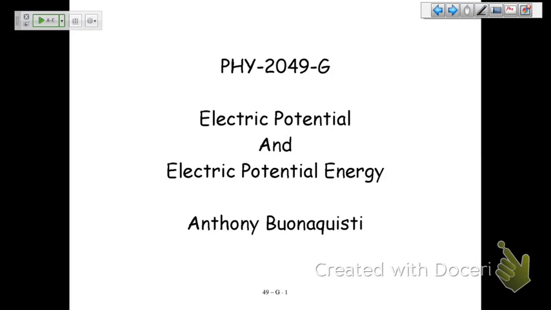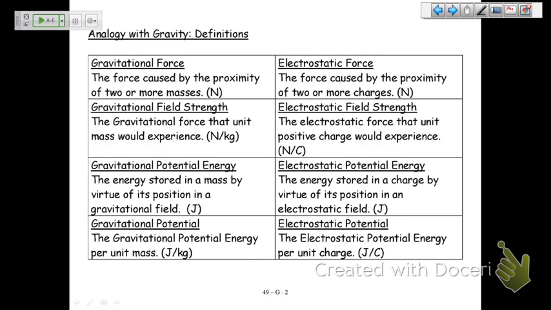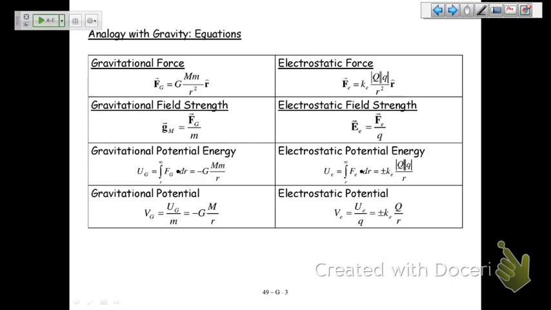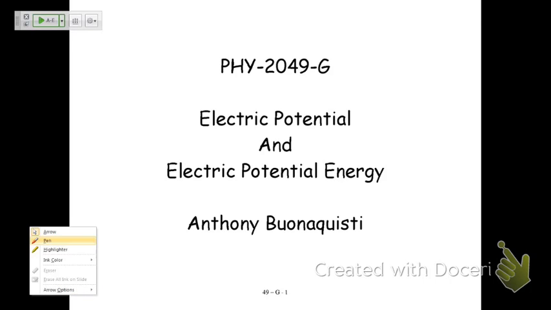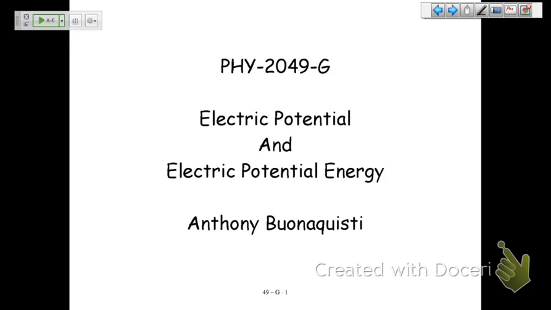So welcome, and this is just a brief introduction to the next bit, which is electrical potential and potential energy. So far we've talked about forces and fields. So we've talked about forces and we've talked about fields.